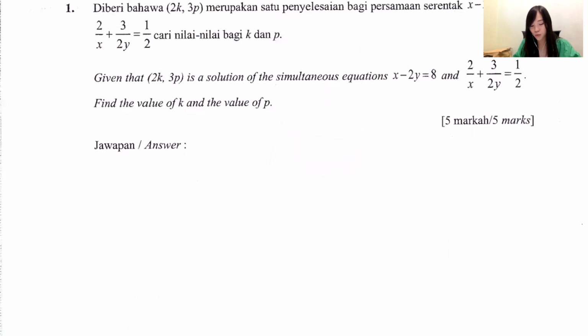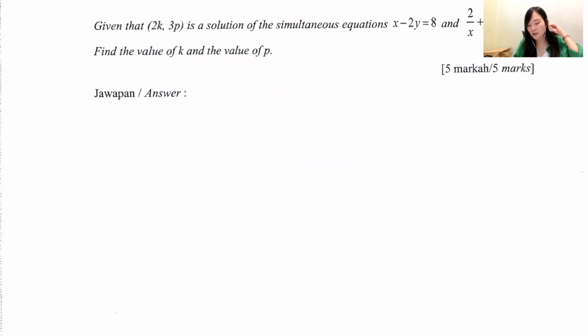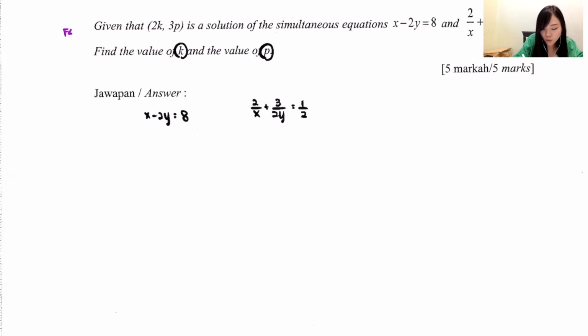Sabah paper 2, Question 1. They say, given that (2K, 3P) is a solution for the simultaneous equations. Let me write them for you guys. They have this equation and another one like this. Then they say, find the value of K and the value of P. I think it's quite easy and obvious. It's under Form 4, Chapter 3, the system of equations.